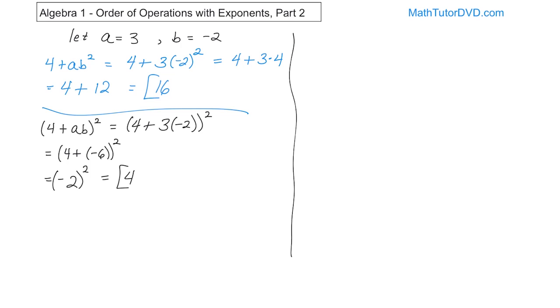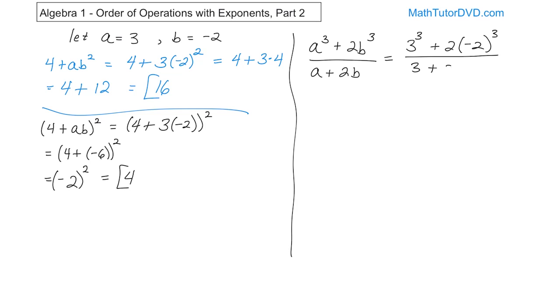Let's go over here, and we will say, what if we have a cubed plus 2b cubed all divided by a plus 2b. All right, so now what we have is we plug in the values. A is 3, so it's 3 cubed plus 2 times b cubed, so it's -2 cubed. And on the bottom, a is 3 plus 2 times b, which is -2. All right, now we work on the top and the bottom of this fraction separately because you can kind of think of the top having its own invisible set of parentheses surrounding everything, and then the bottom has its own invisible set of parentheses.